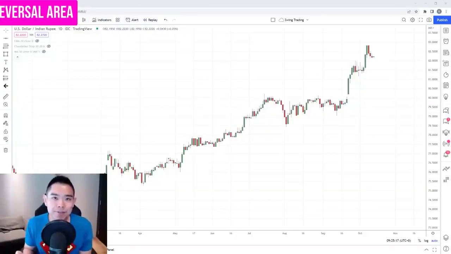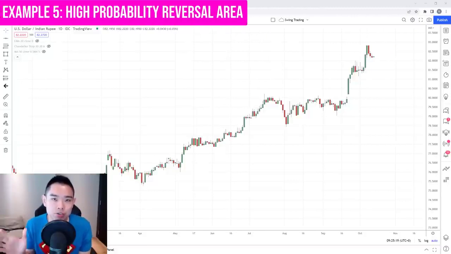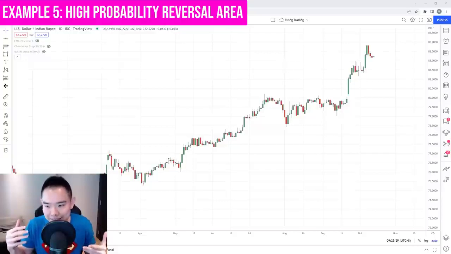Just one last final example before we conclude today's training. So in this last example, I want to share with you a concept I call stack areas. This is where multiple areas of value come together to increase the odds of the price reversing at that area. So I want to share this concept with you.